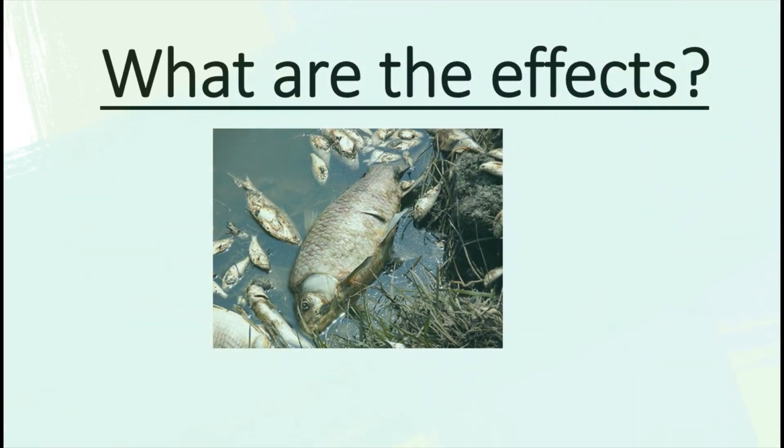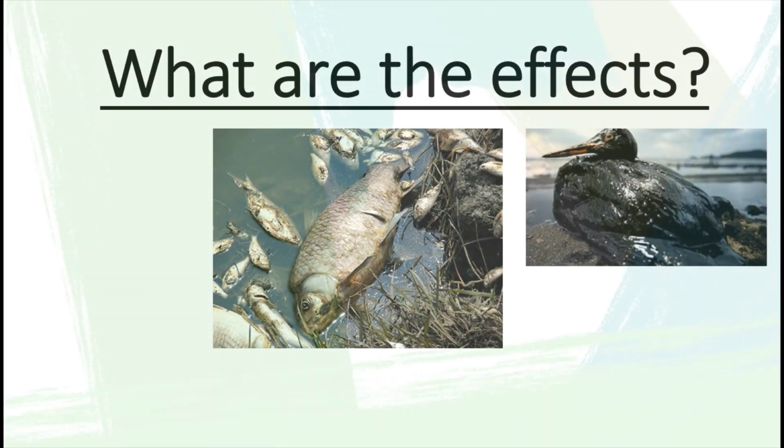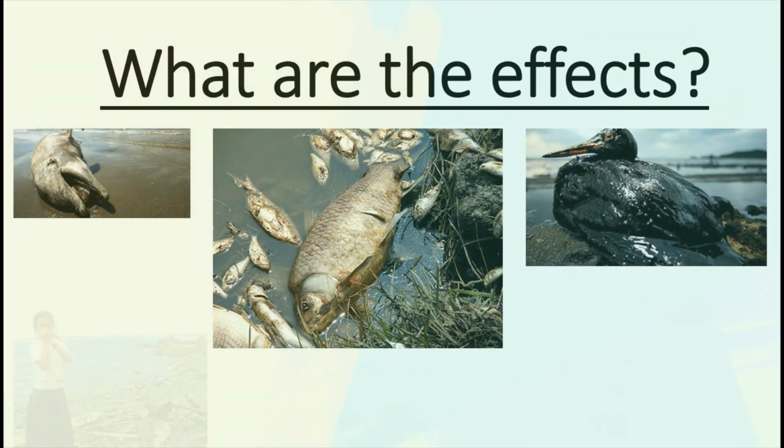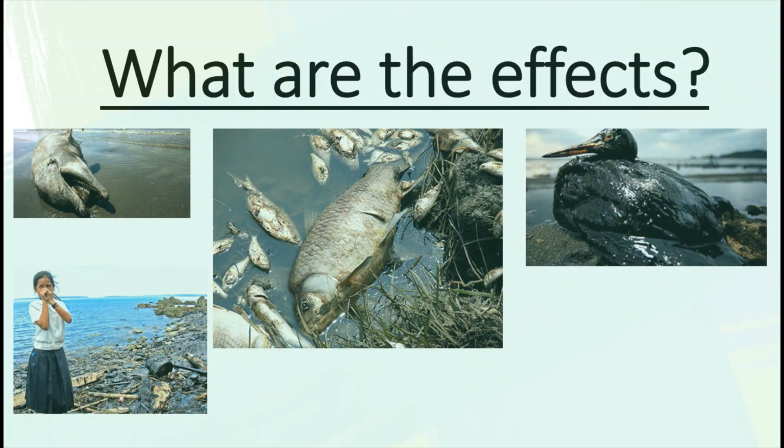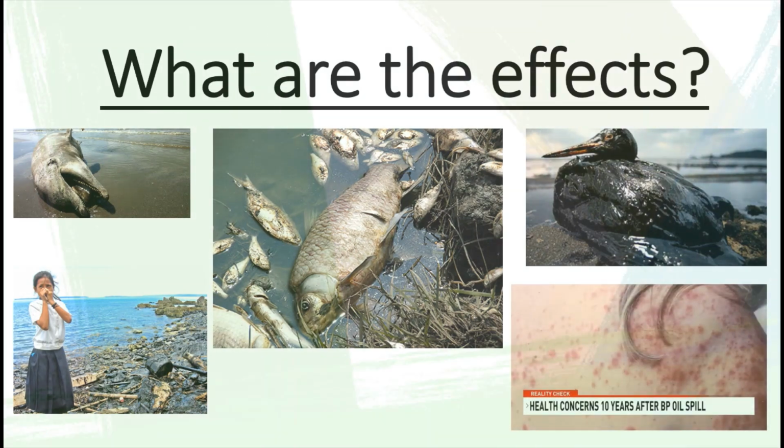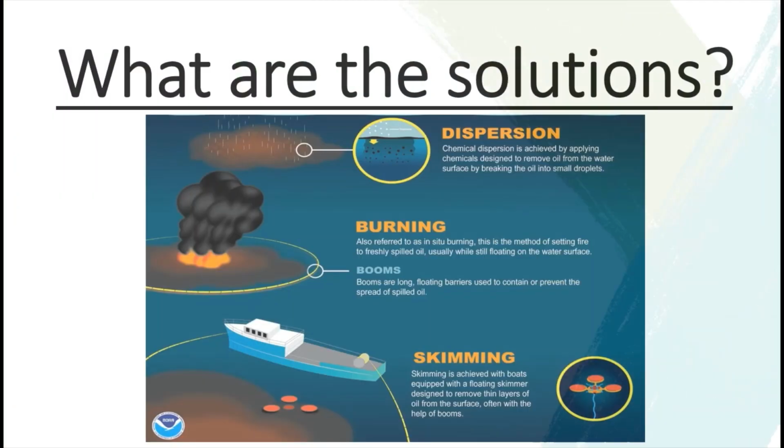You can see here that the fish die. Birds also will be affected by this oil spill. Dolphins, even humans, people living near the area where there is an oil spill can suffer lung problems because of the smell of the oil spill. And lastly, humans will have skin problems if they touch or get near the water with oil spill.